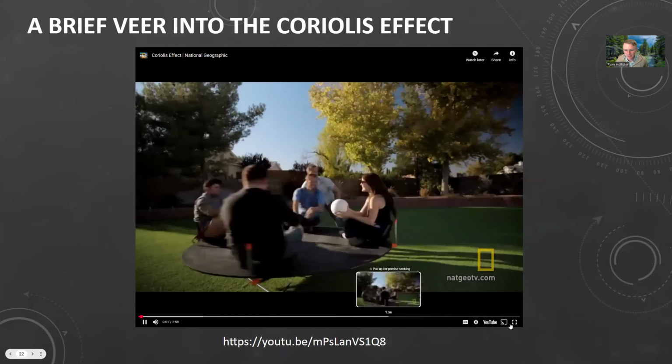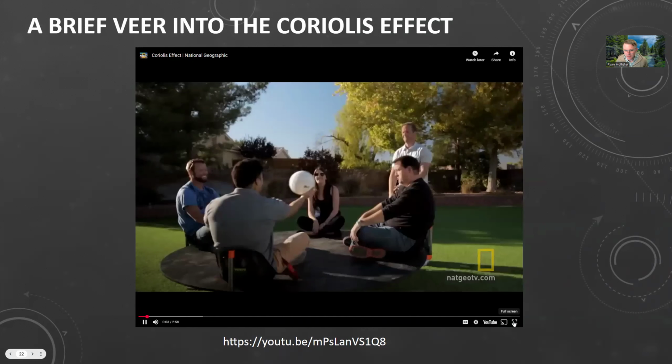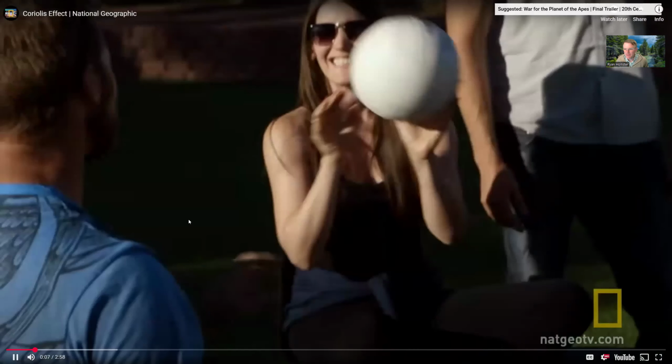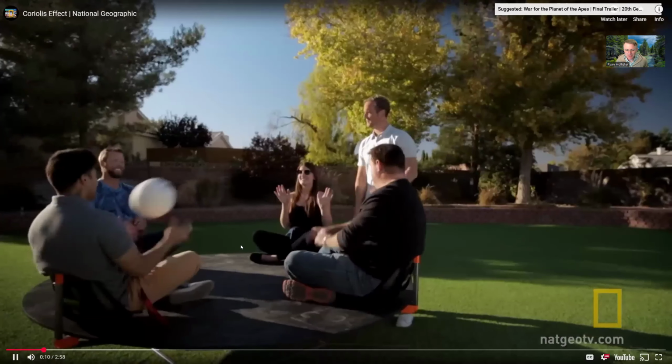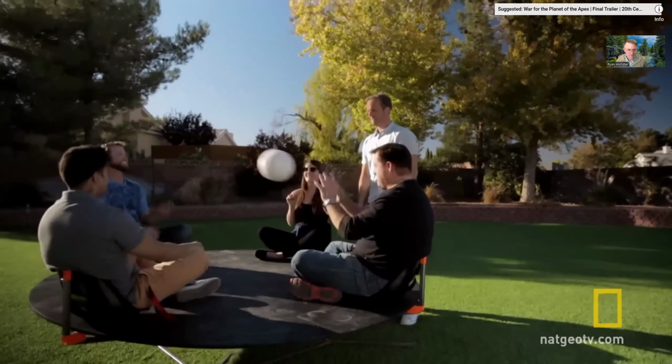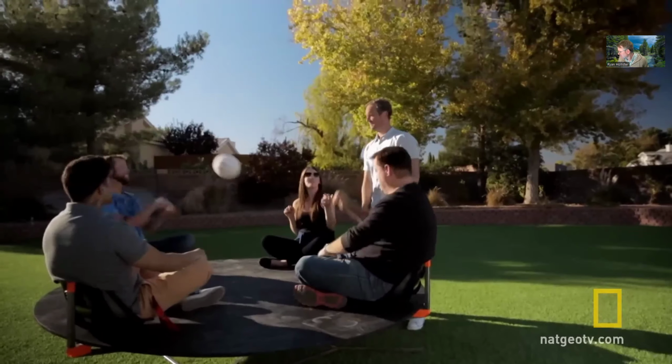Okay. With a simple game of catch, I think I've found a way to show an effect that will have you doubting your very own eyes. Now, they don't know it yet, but our budding ball players sitting on our specially rigged merry-go-round are about to demonstrate a rather astonishing optical illusion.